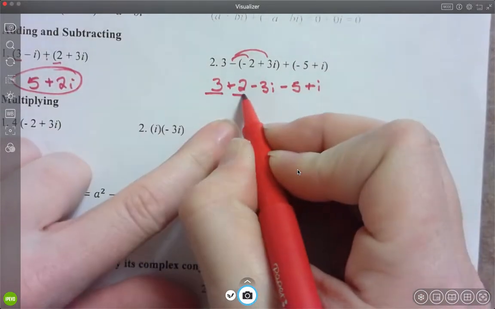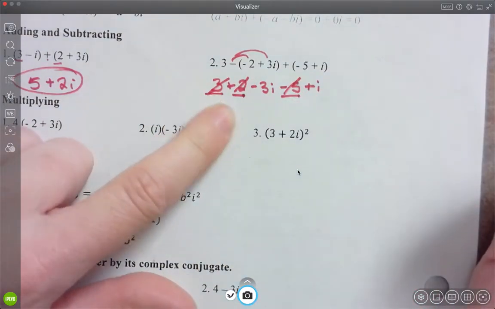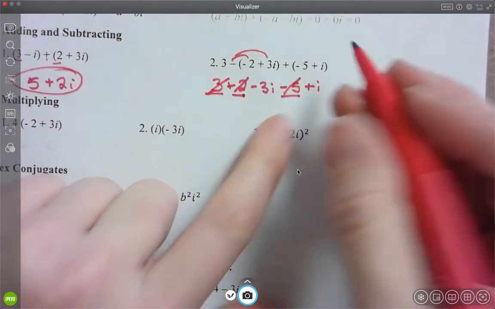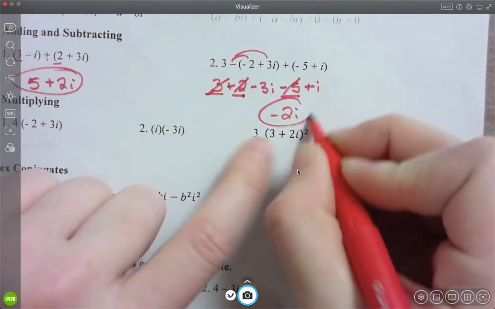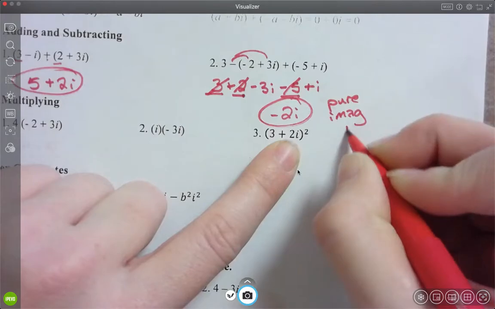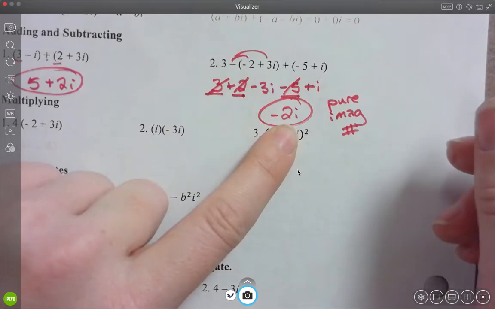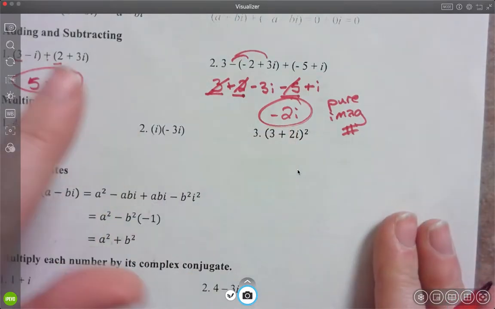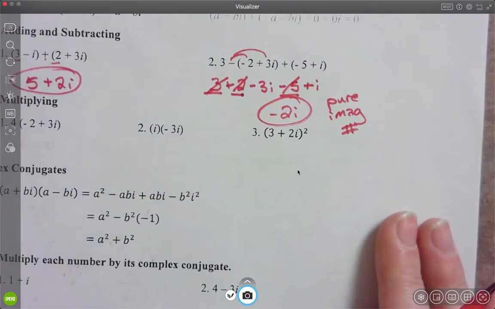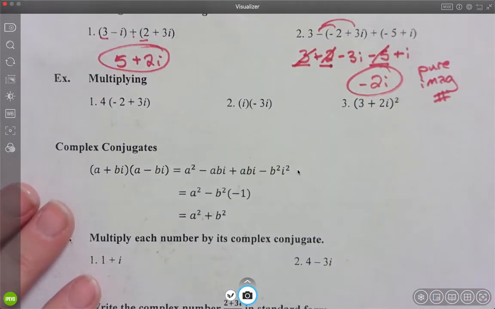Then I just combine things that I can. So 3 plus 2 is 5, minus 5 all goes away. And then negative 3i plus i is negative 2i. And this is that pure imaginary number, like we saw on the front side. If it doesn't have an a part, if it just has the bi part, that's called a pure imaginary number. Okay, so that's addition and subtraction. Make sure that you're being careful when you are distributing negatives. That's about all I can say for that.